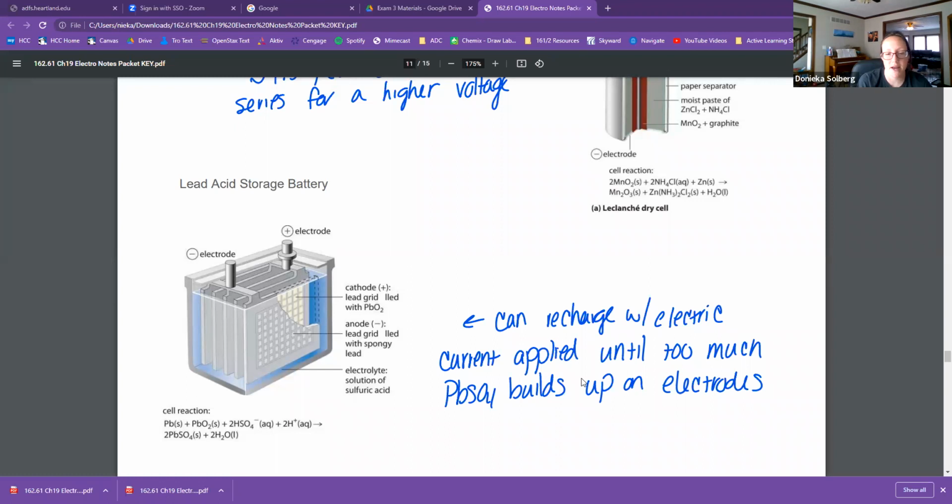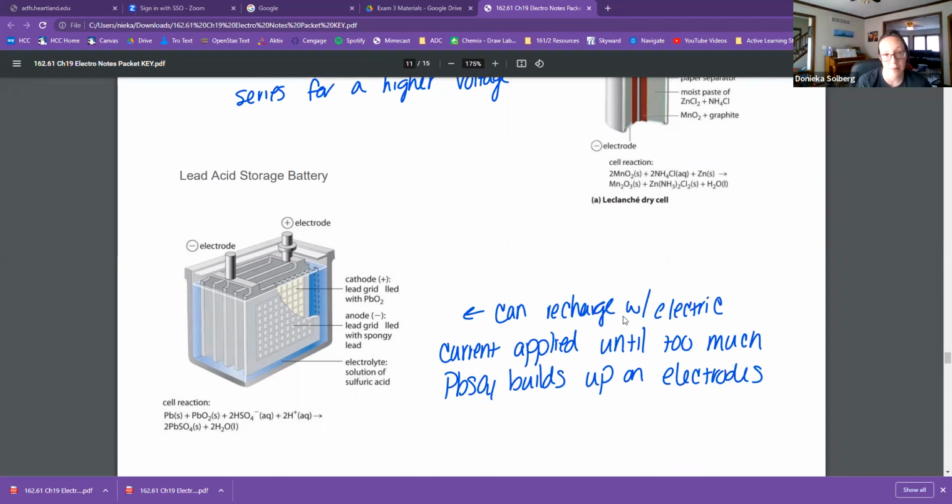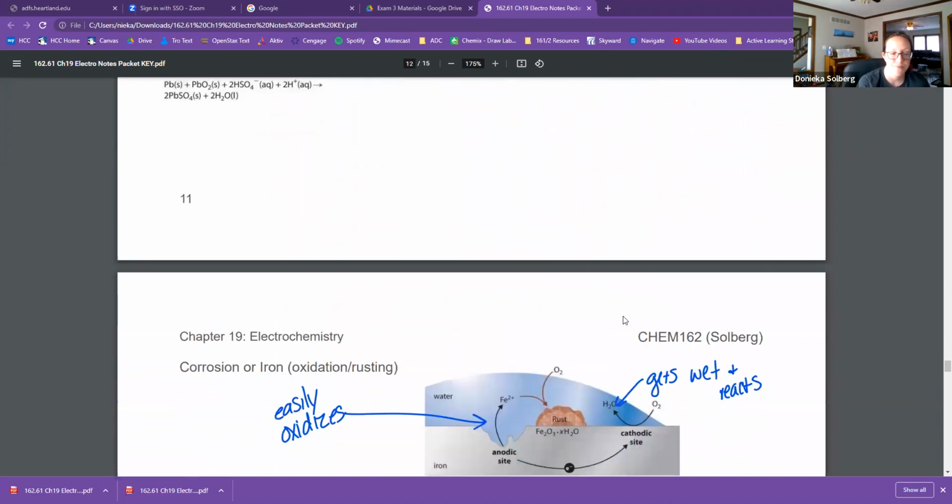Okay, so I was talking about this battery, and essentially you can run it backwards to recharge it, and that's how your car keeps recharging. Eventually it will stop recharging because you get some lead sulfate that builds up on those electrodes, and then there's just nothing that you can do. But we can, like I said, apply voltage and run it backwards. That's called an electrolytic cell, which we are going to talk about very soon.